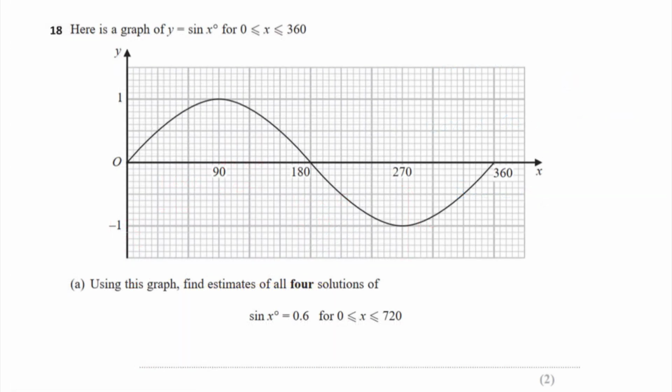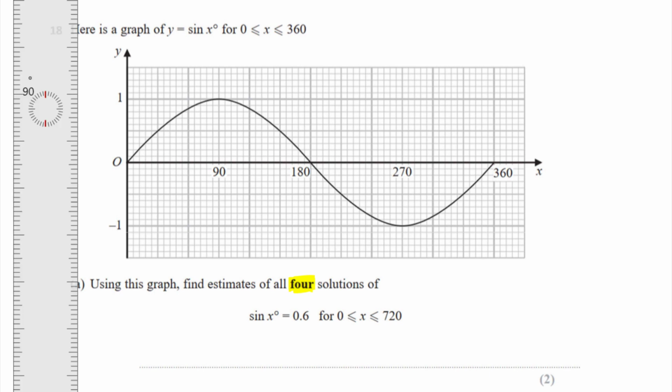Question 18. Here is a graph of y equals sine x for values of x between 0 and 360 degrees. And we can see we've got a complete period of the sine curve there, haven't we? Using the graph, find estimates for all 4 solutions. So 4 is in bold. Usually things in bold are things that students miss.